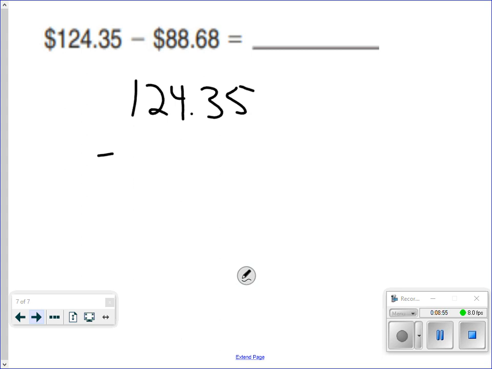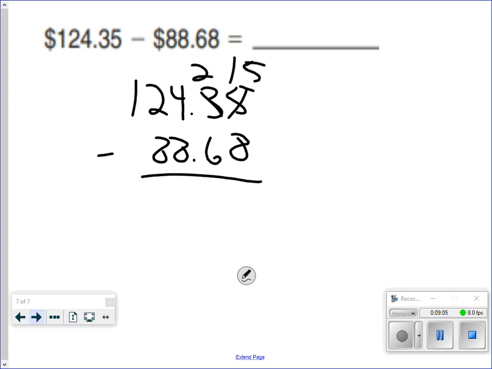Last one, we have $124.35 minus $88.68. Go ahead and subtract these. I can't take 8 away from 5, so make this a 15. Borrow this, make this a 2. 15 minus 8 is 7. I can't take 6 away from 2, so I'm going to make this a 12. Change this into a 3. 12 minus 6 is 6.